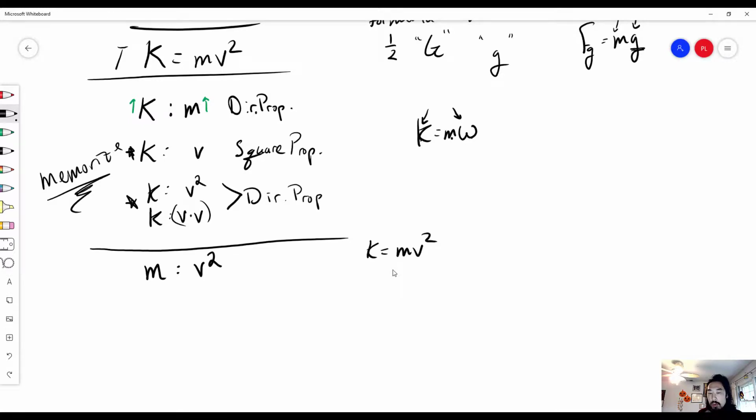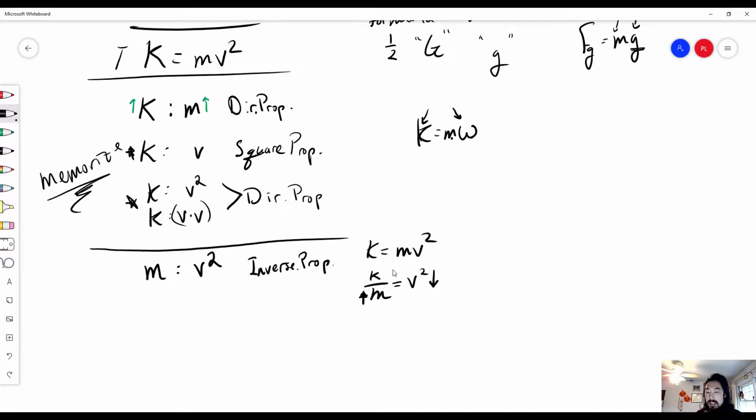So I'm going to move the mass over to the other side, so we get k divided by m is equal to v squared. Now notice, it's on opposite sides of the equal sign, but mass is in the denominator, while velocity squared is in the numerator. So if you have something in the numerator on one side and the denominator on the other side, this is what we call an inverse proportion. Meaning that if the value of mass increases, the velocity squared decreases.